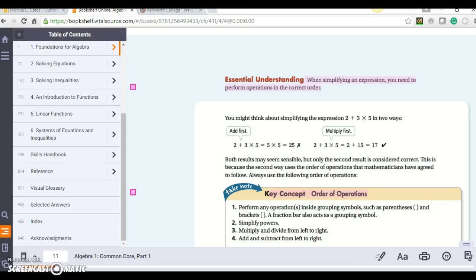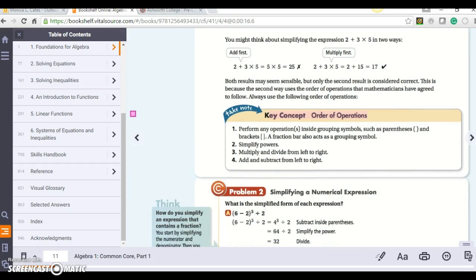Okay, we're looking at lesson 1-2 and it says essential understanding. When simplifying an expression, you need to perform operations in the correct order. So there's an order that we have to follow when we're solving or when we're simplifying expressions. And so order of operations is so important. And it's always going to hold true. So once you learn how to do this, you have to make sure you continue with it.